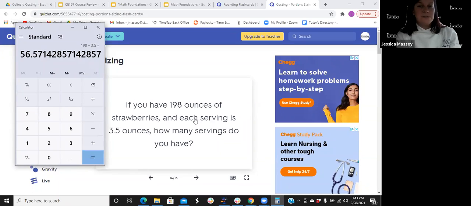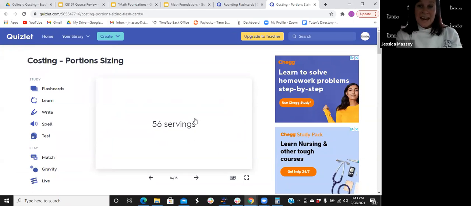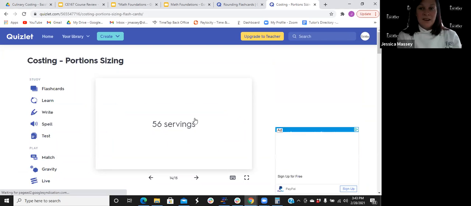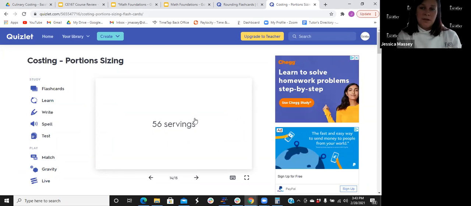Everything to the right of that decimal, we drop off. That is crucial and key. I cannot stress that enough, because if you type in on your test for your chef on your class 56.57, you're going to be wrong probably. They're asking you serving size. So you want to make sure everything to the right drops off.